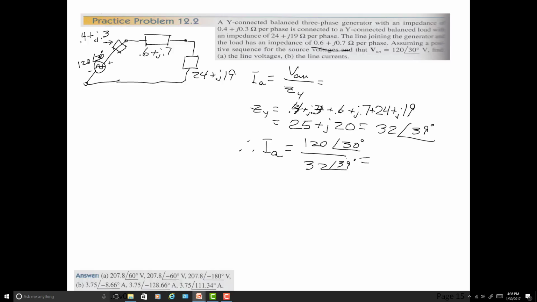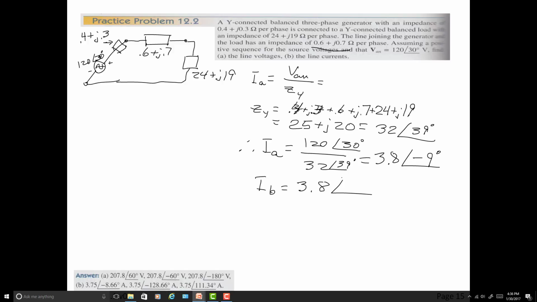Something a little less than 4. So how much less? I don't know. 3.8, something like that. I don't have a calculator in front of me. And this looks like it'll be minus 9 degrees, thereabouts. Okay, so then IB is going to be equal to, in kind of obvious fashion, the same thing, 3.8, except it's now shifted 120 degrees back down.